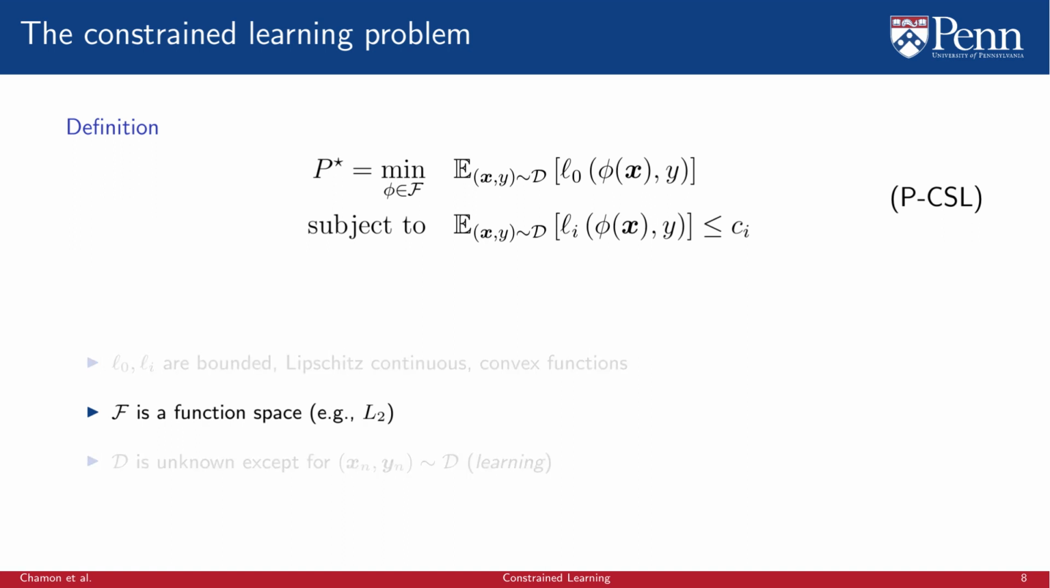While this constraint problem is easy to write down, there are two obvious challenges to actually solving it. First, the optimization variable is a function, which makes constrained learning an infinite dimensional problem. Second, we only have access to the data distribution through samples, which means that we cannot evaluate any of the expectations that we wrote down.